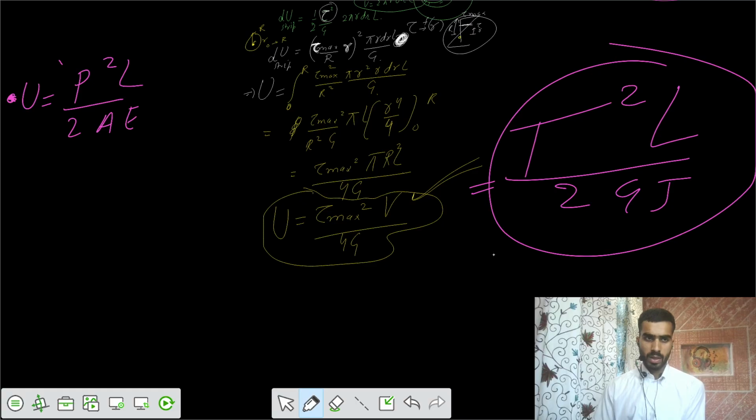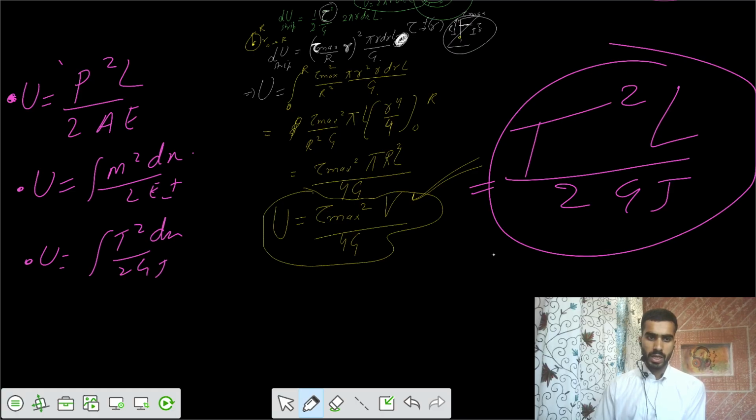Yeah, and for that one, you have U equals integral M squared dx by 2EI. Here we have U equals integral T squared dx by 2GJ, and you have one more, that is 1 by 2 of T theta equals strain energy. You have that U equals 1 by 2 of M theta. You write in terms of small d theta, and here we write small u strain energy equals half of T into d theta.